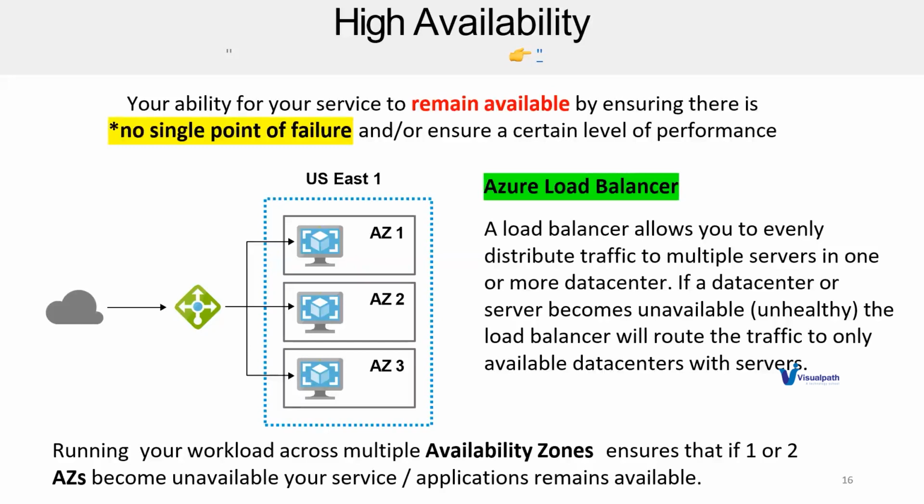In order to keep the things running, we want to have another alternative that should exist. That is done with the help of load balancers. That means it will distribute the traffic to multiple centers. If a data center becomes unavailable, the load balancer will route the traffic to other available data centers with these servers. That is what is called high availability. That means your application should be up and running all the time.